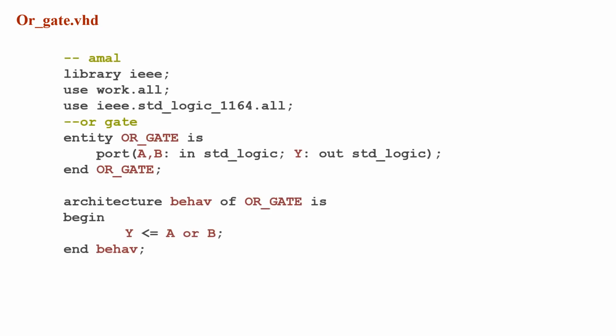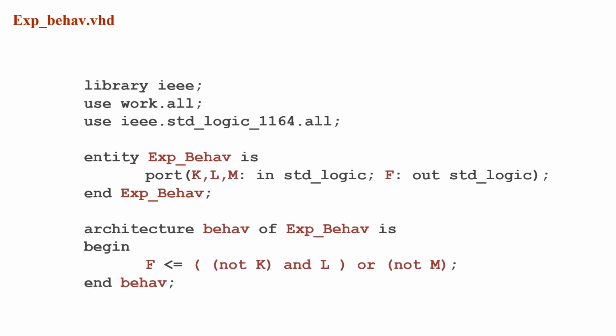Next is the OR gate code. Again, I named the file or_gate.vhd. It has to match the name of the entity, but any valid name can work as long as your testing code assumes the exact same name. Finally, this is the expression that we did, and it will describe F is equal to not K and L or not M.